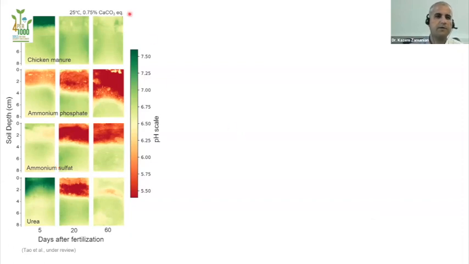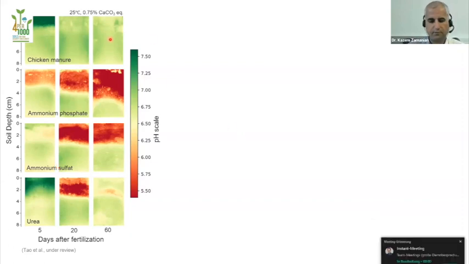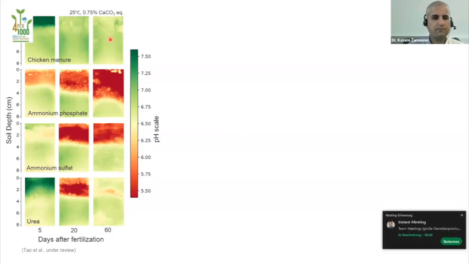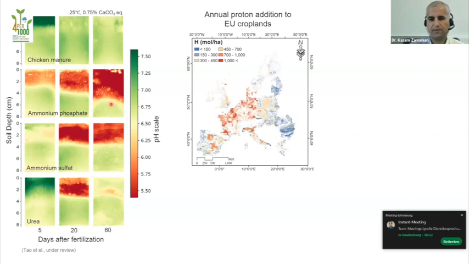As you can see, for example, here chicken manure or organic amendments in general do not acidify soils that much in comparison to mineral fertilizers, but mineral fertilizers, especially ammonium-based fertilizers, can strongly acidify the soils. We have also another study on a larger scale, on the European scale, and we found that, for example, in Europe, every year on average about 0.45 kilomole of protons is added to the soil.